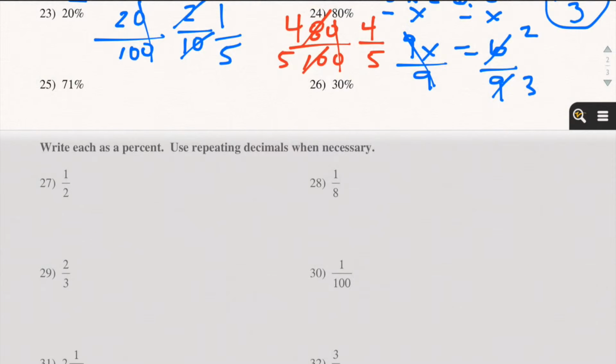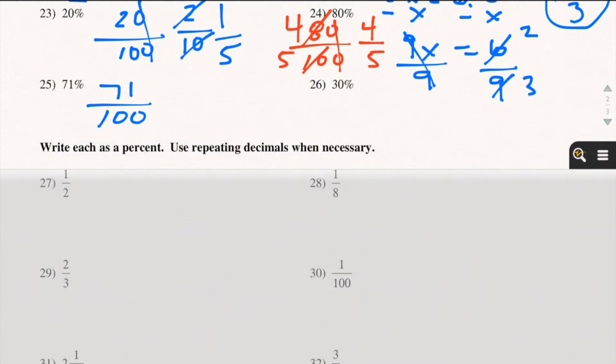Okay. Number 25. 71%, 71 over 100 equals 71 over 100. Number 26. 30%, 30 over 100. Those zeros reduce or cancel. We end up getting 3/10.